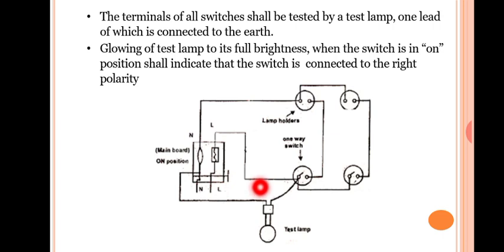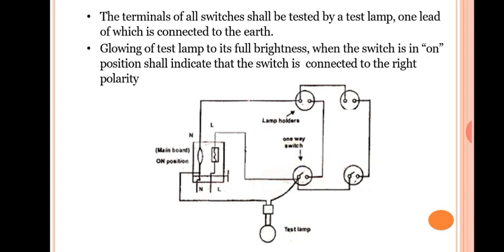Actually the lamp should glow between neutral and phase. If you connect one lamp, then the lamp should glow. If the lamp doesn't glow, then the connection is not good. There is some short circuit in the connection. The glowing of the test lamp to full brightness when the switch is in the on position shall indicate the switch is connected to the right polarity. So once you switch this on, it will glow.